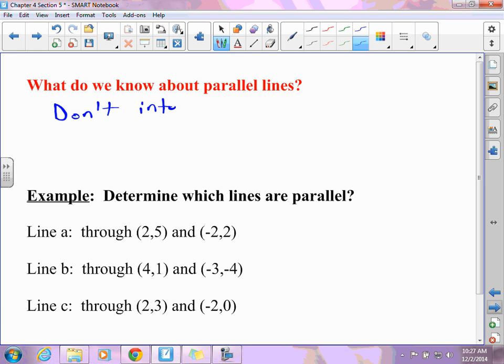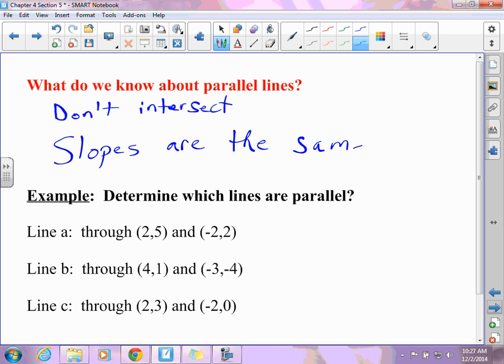Right? What do I know about the slopes of parallel lines? The slopes are straight. Correct. There's not one certain slope. But what do I know if I have two different lines? What do I know about their slopes? They're going to be the same. Yeah. The slopes are the same.